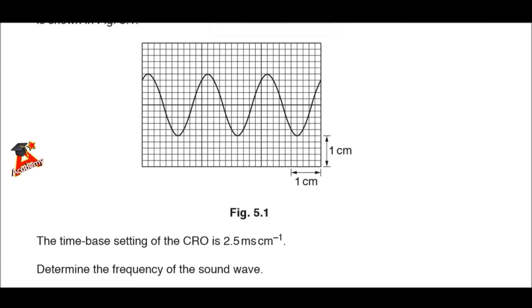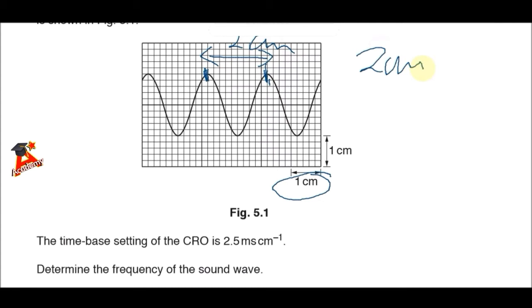The distance between two adjacent crests, that is from there to there, or any two adjacent crests. That distance there is 10 little boxes, which are equal to 2 centimeters using the scale they've given us here. So this distance here is 2 centimeters.